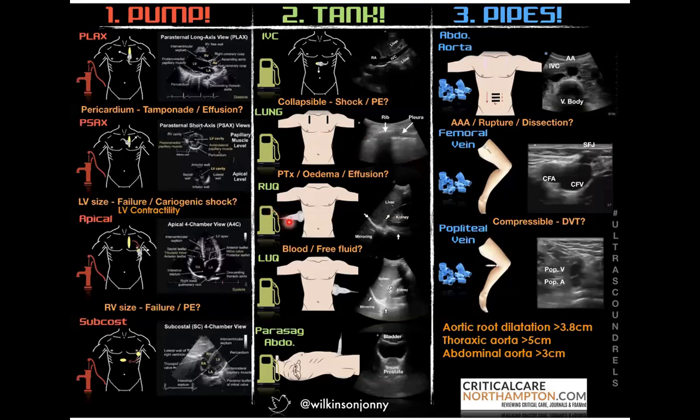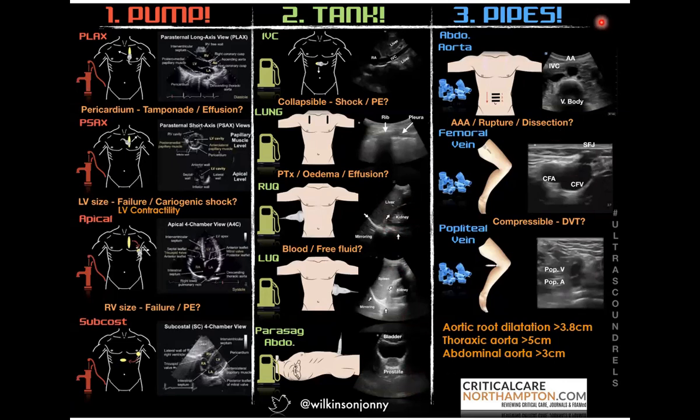Okay. Then you move your probe into the right and also left upper quadrant to see fluid either above the diaphragm, which can happen in pleural effusions with the spine sign, or below your diaphragm, which is your Morrison pouch and also your splenorenal pouch, to look for any free fluid. Not to forget your suprapubic region.